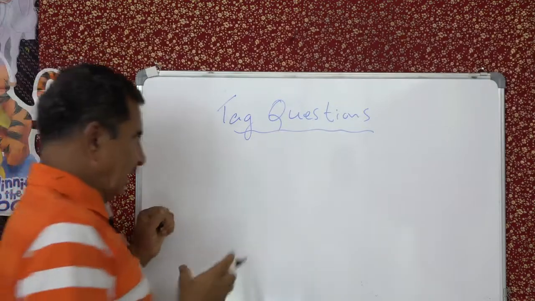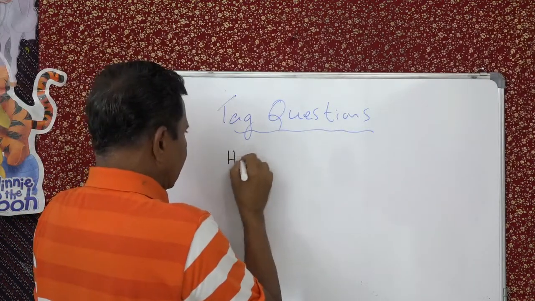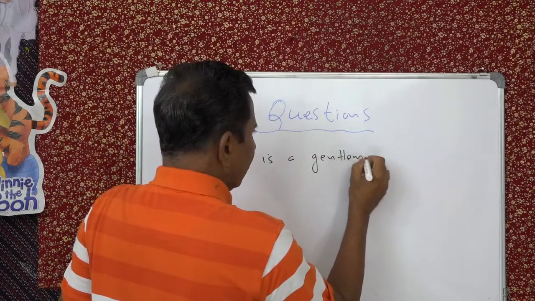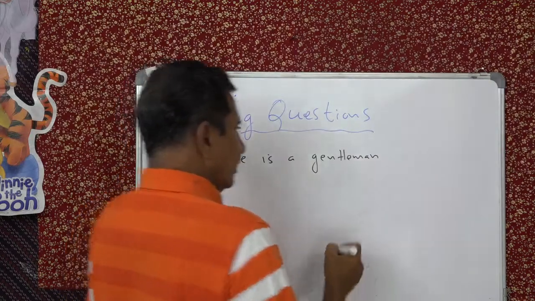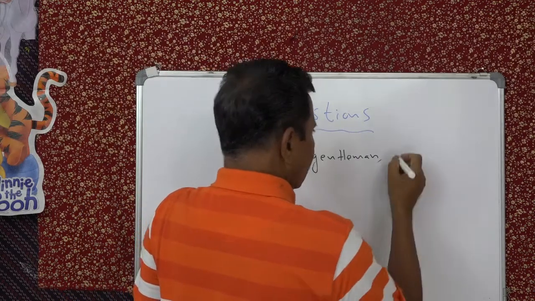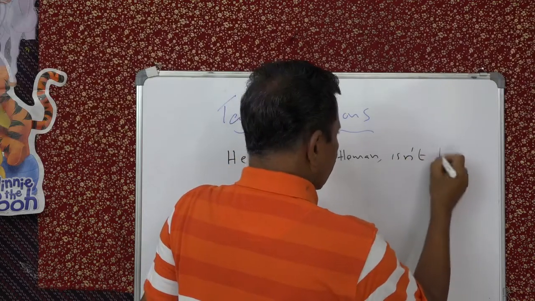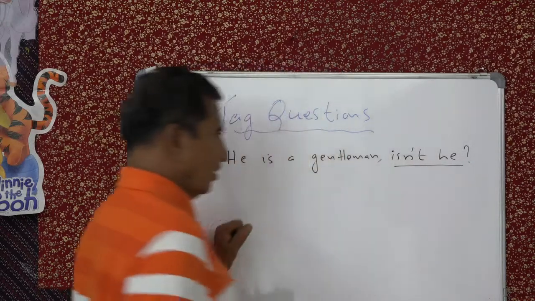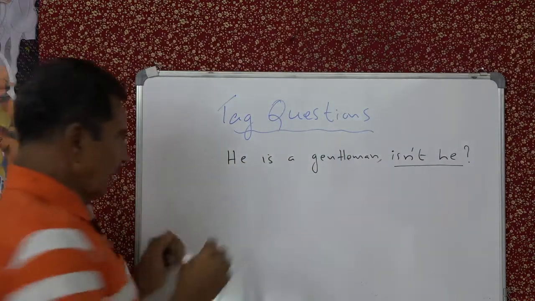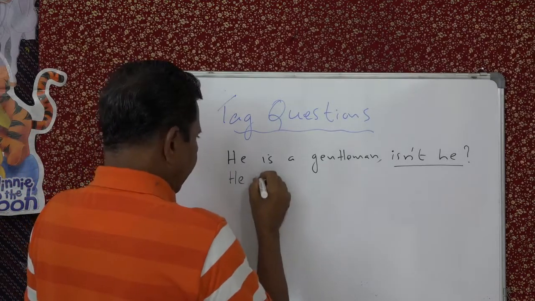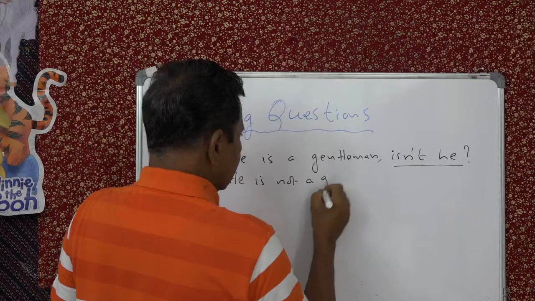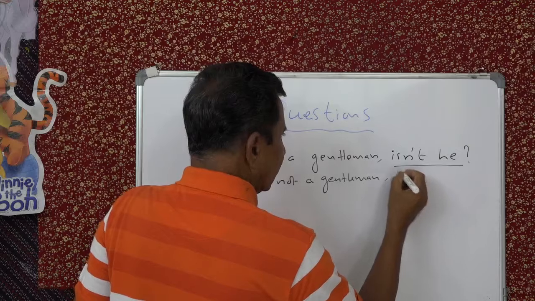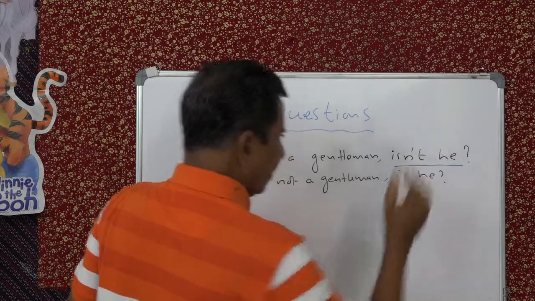Look here, you will see that. He is a gentleman. Now what we do is a tag question: isn't he? This is the tag question. Look at that. Now, he is not a gentleman. Is he?